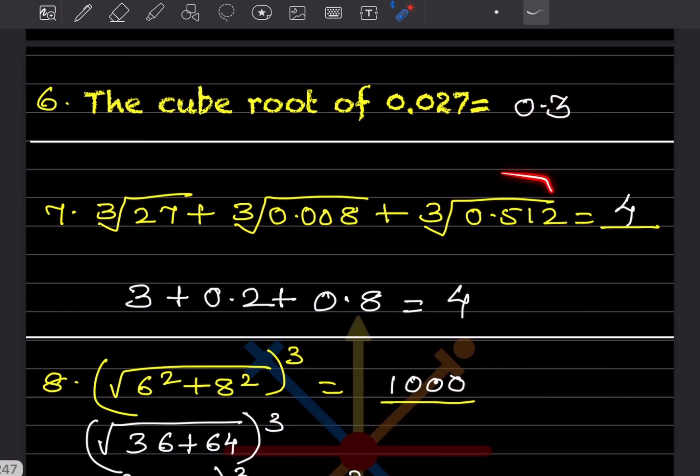Now this is the question here. So cube root of 27, 3 into 3 into 3, that is going to be considered as just 3.